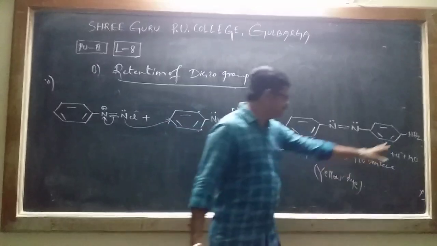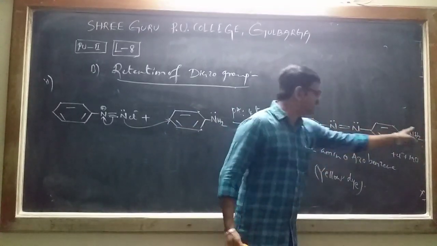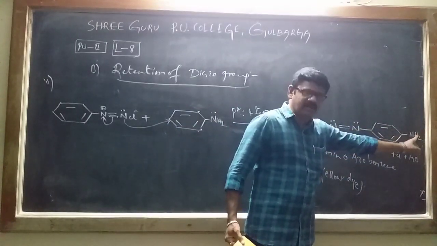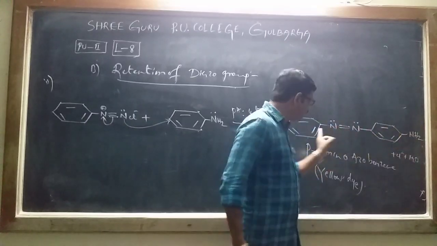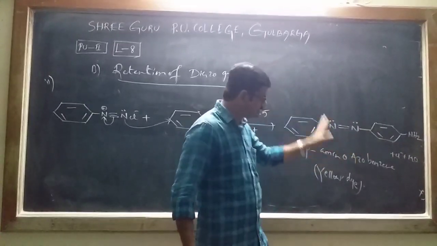And its name is para-amino azobenzene, because to this group, it is para position only. Para-amino azobenzene is the name. Right.